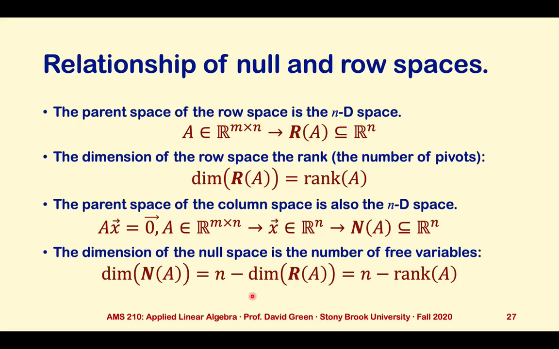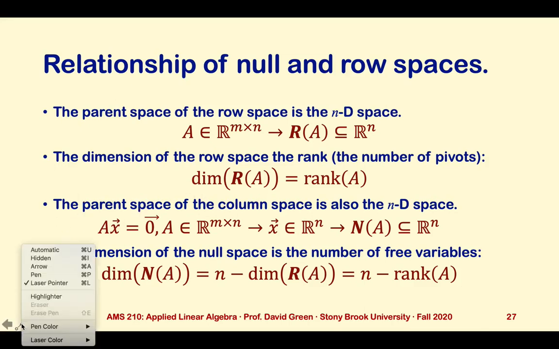Now let's talk a little bit about relationships between some of these spaces. We've already seen how the parent space of the row space is n-dimensional space, where n is the number of columns, because each row is a length n vector, or an n-dimensional vector. We've also seen how the dimension of the row space is the rank, which is the number of pivots. And we've seen how this should not say column space here. This should say null space.